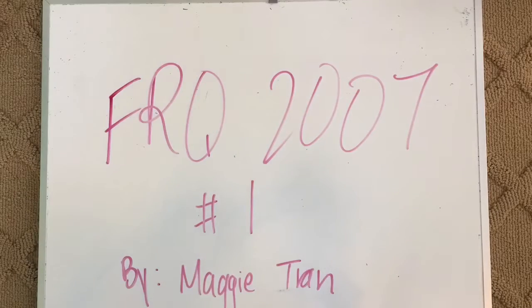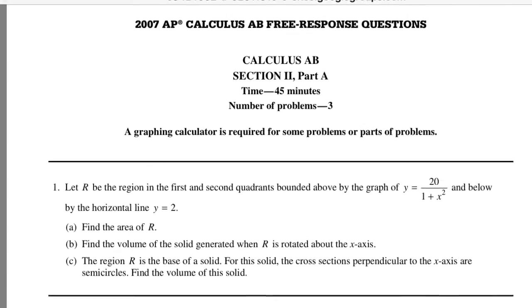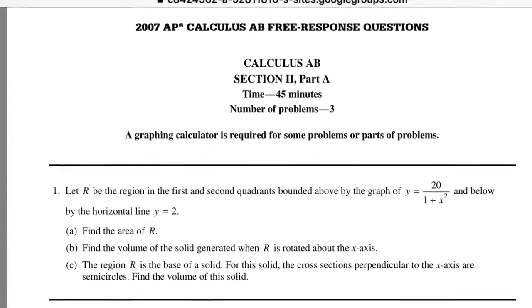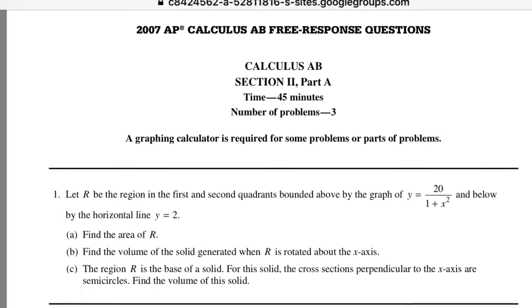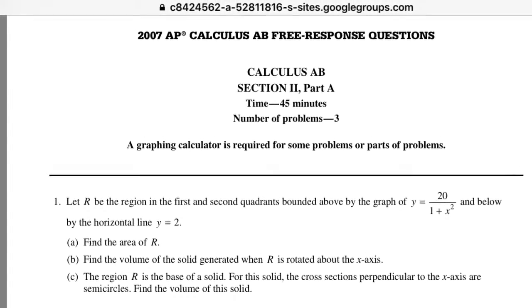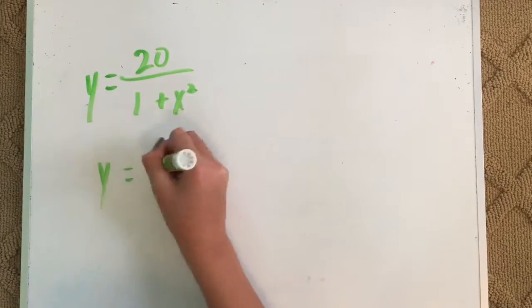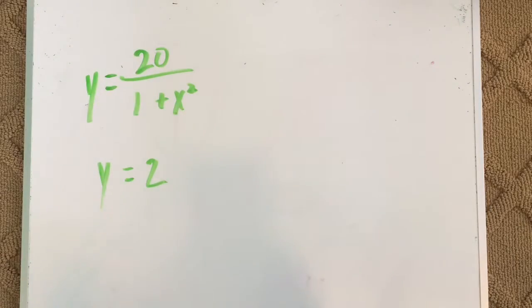FRQ 2007 number 1 by Maggie Tran. So number 1, let R be the region in the first and second quadrants bounded above by the graph of y equals 20 over 1 plus x squared and below the horizontal line y equals 2. So as we know before, our equations are y equals 20 over 1 plus x squared and y equals 2.